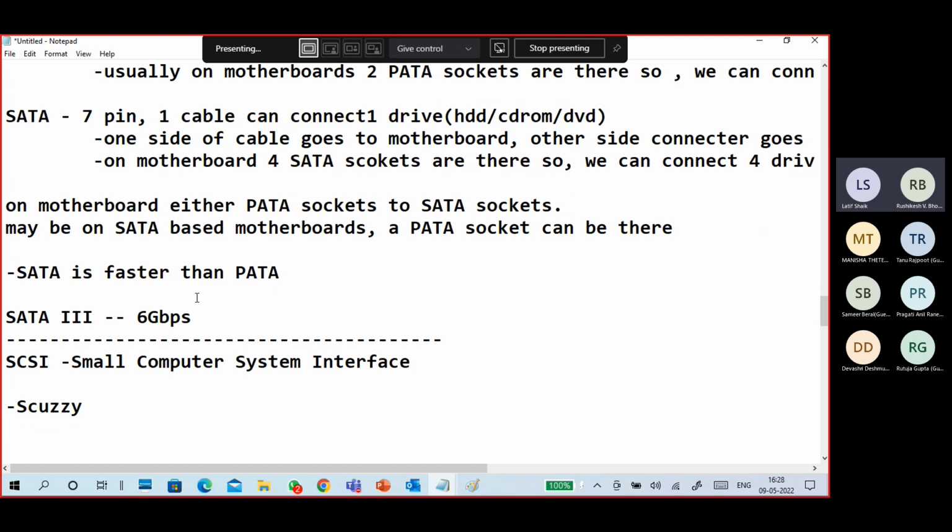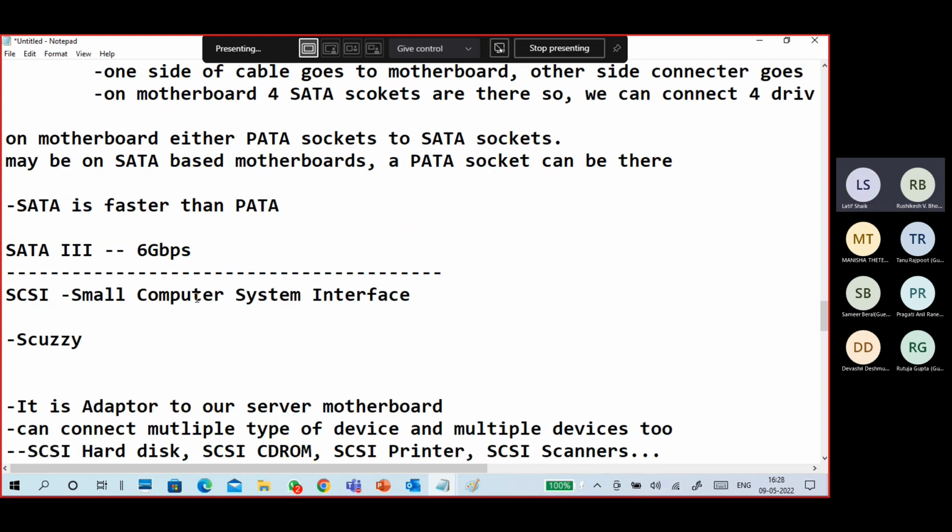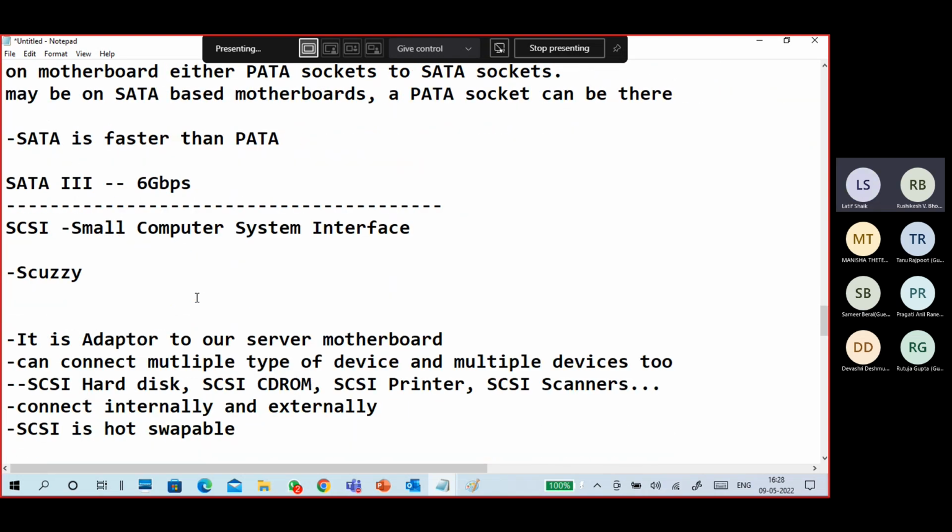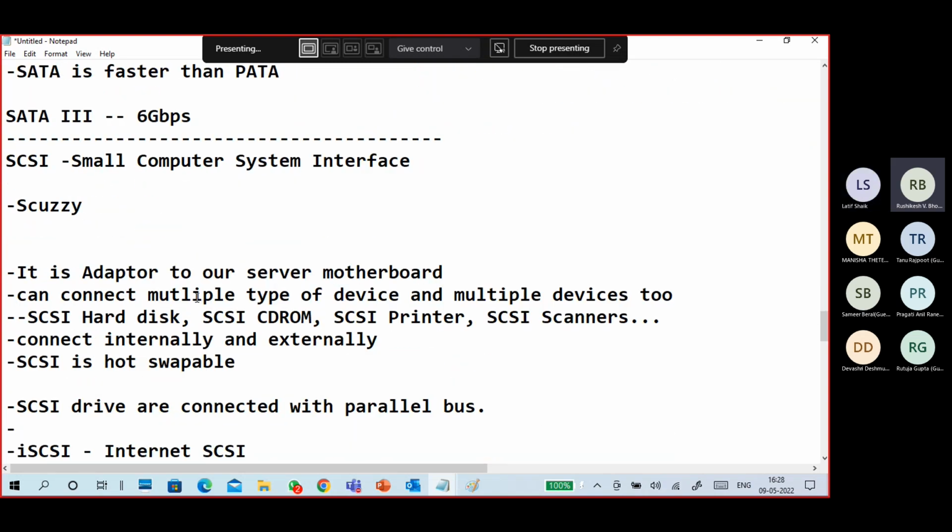SATA is faster than PATA. SATA 3 is 6 Gbps speed. There is no PATA 3 kind of stuff, guys, because PATA came earlier. PATA is an old one. Later SATA came, with better speed than PATA. They didn't develop PATA further; they developed the SATA technologies only.